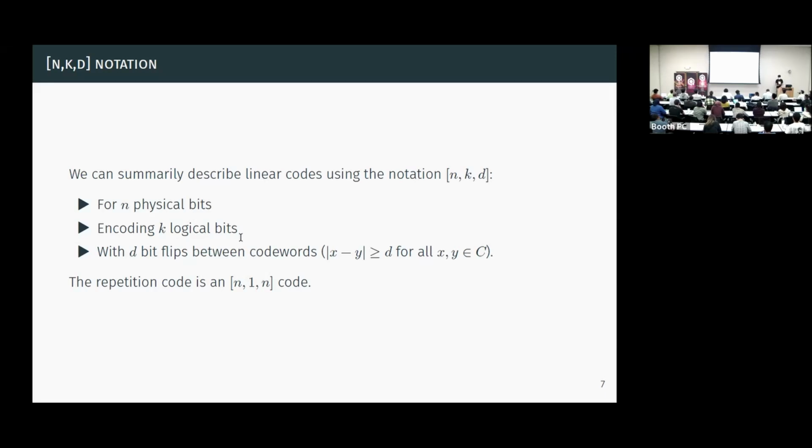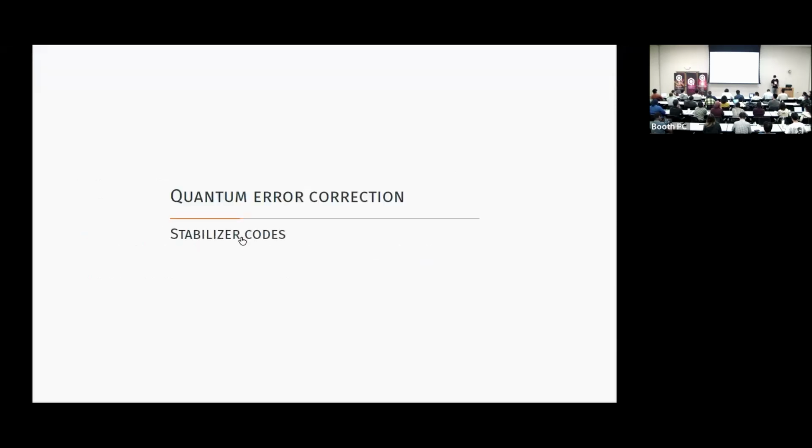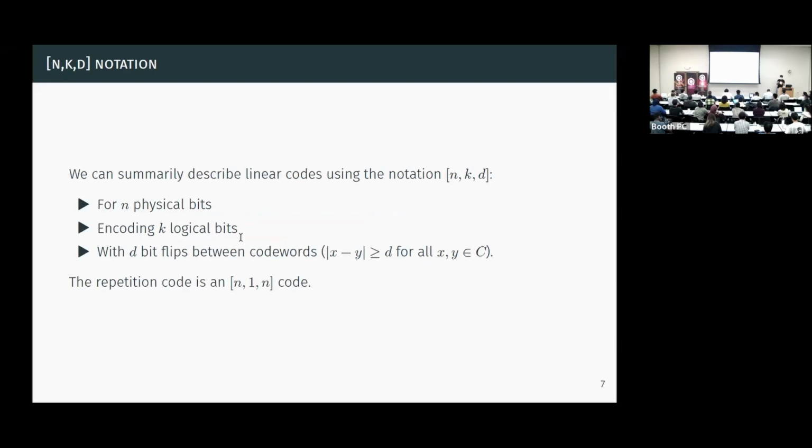But what it means is that if we have any 2 code words, then the distance between them, in the Hamming distance, is at least d. So we need to flip d bits to go from one code word to the next. And this directly relates to how many errors are required for you to confuse 2 encoded words, because if there are d errors, then that could flip you from one code word to the other. And relatedly, the number of errors that you can correct is (d minus 1) over 2.